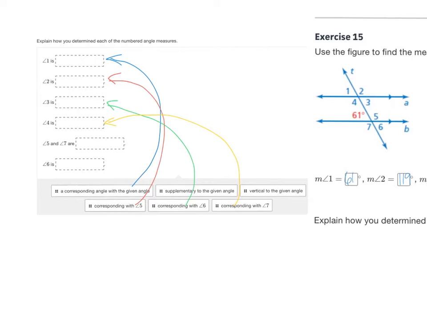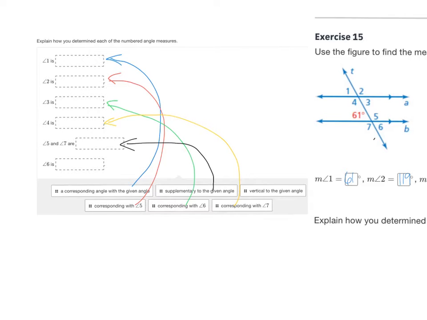Alright, so now we have 5 and 7. And 5 and 7 are right next to our angle. And what that means is that the angle and 5 would equal 180 degrees. Or 61 plus the angle 7 would also equal 180 degrees. So those are called supplementary to the given angle, because that angle plus 5 would be 180, or that angle plus 7 would be 180.